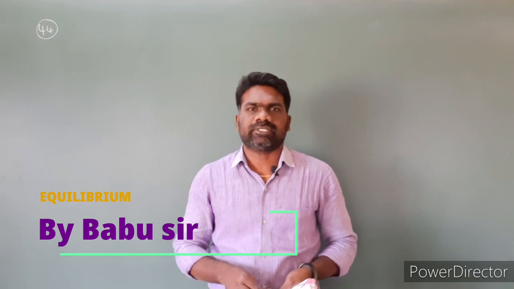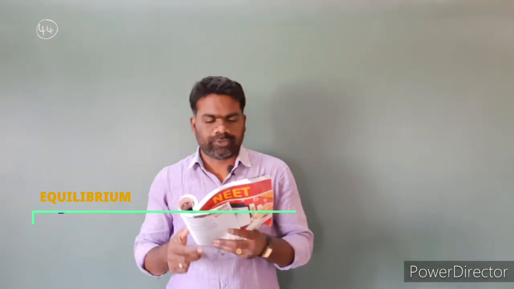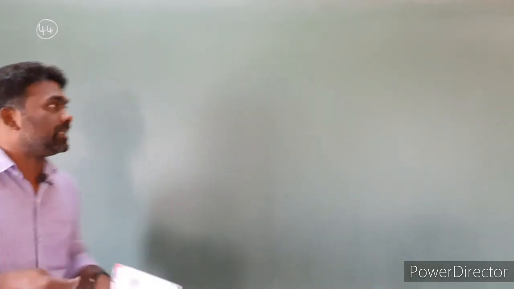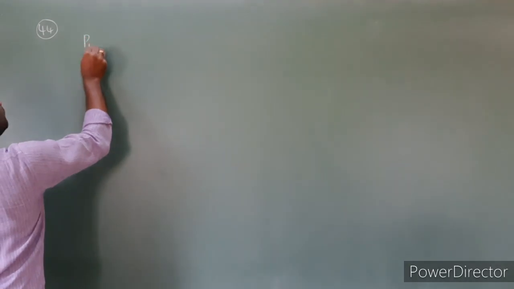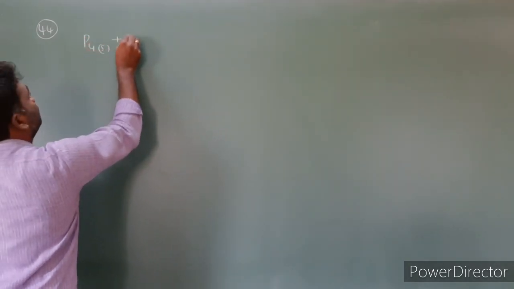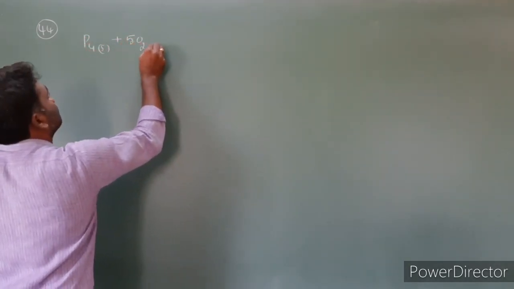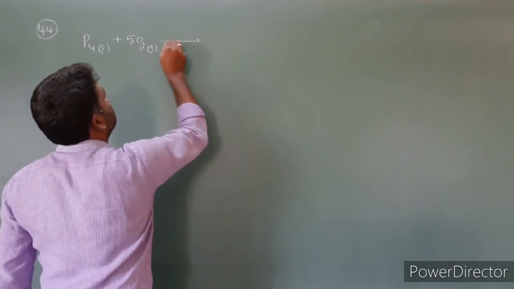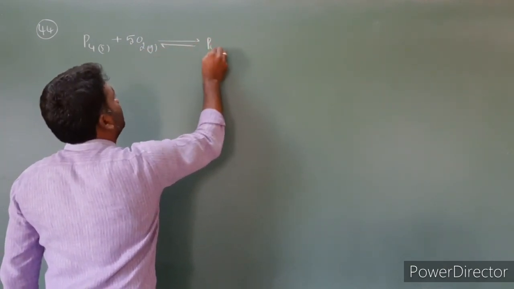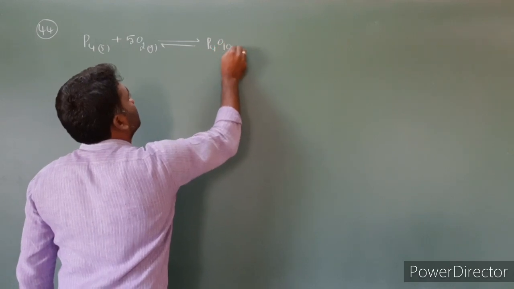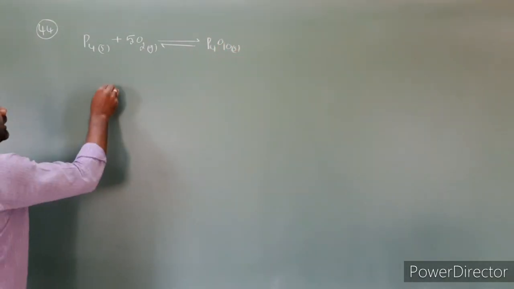Today we have the continuation topic, classroom teaching exercise questions of equilibrium. Next question number 44. Look at the question number 44. What is the equilibrium expression for the reaction P4 plus 5O2 gives rise to P4O10? First let's write the equation. P4 solid plus 5O2 gas gives rise to P4O10 solid.